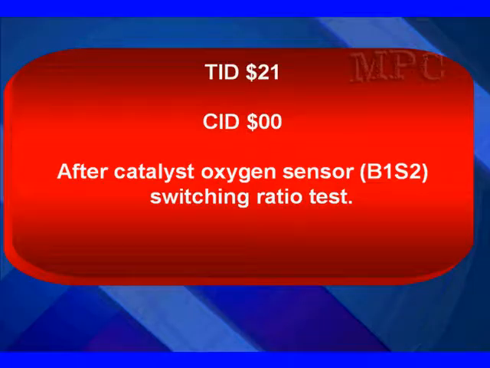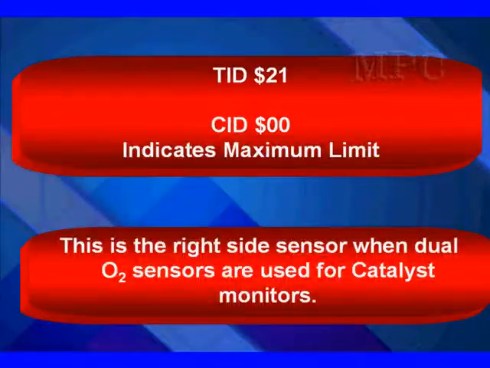This is TID 21 and component ID 00. It's for the after catalyst oxygen sensor, the B1S2. It's going to compare the switching ratio. Now, CID 00 indicates we have a maximum limit.